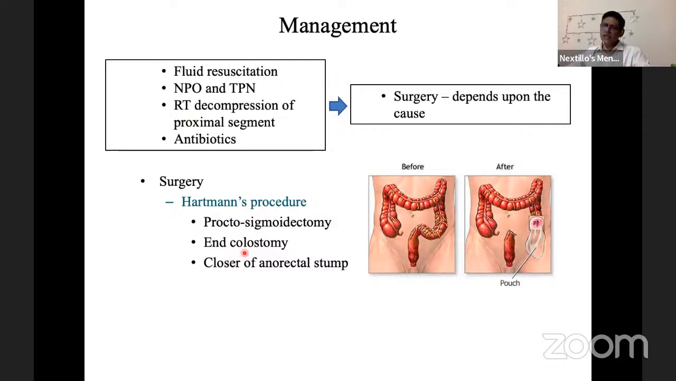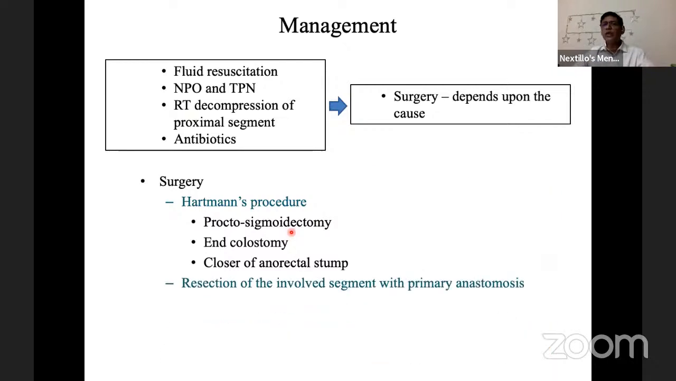In some scenarios, a reversal of the procedure may be done when the colostomy is closed, and this bowel is brought down and anastomosed with this distal section. But usually this is just an end surgery. Other procedures that we may utilize are resection of the involved segment with primary anastomosis. Cut the segment, anastomose it immediately.